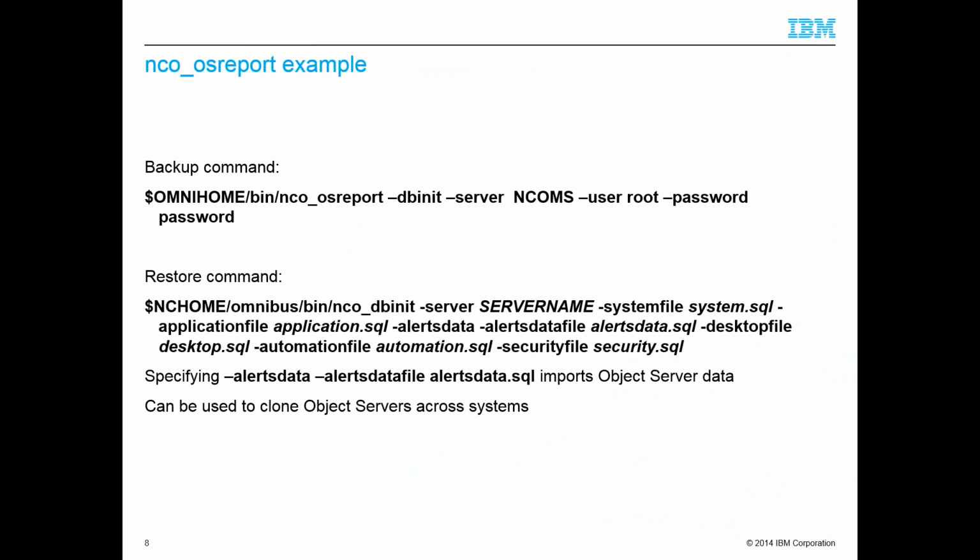And you can use nco_osreport to clone object servers across systems. I prefer nco_osreport over nco_confpack, because nco_confpack does the merge, it can error out if the object servers aren't exactly the same, or if there's some data that it can't merge in. Whereas with nco_osreport, you know it's always doing an exact clone of what was in the original.